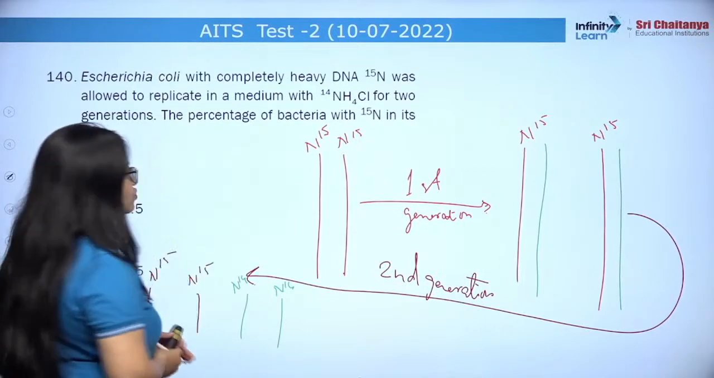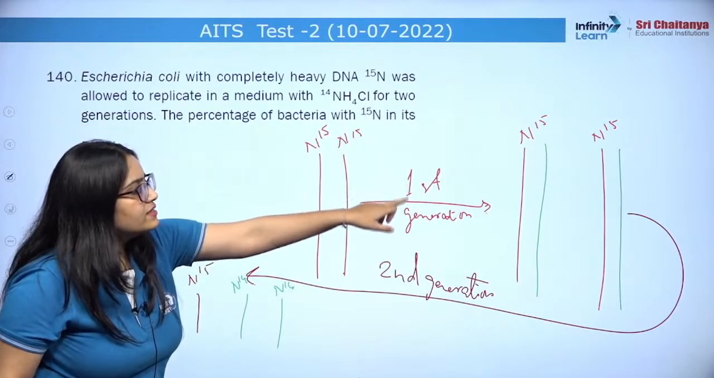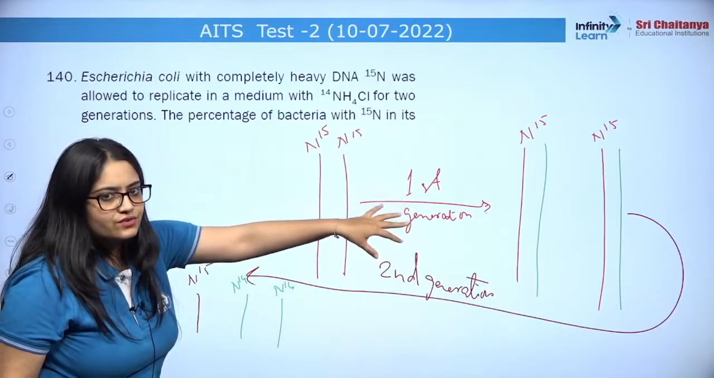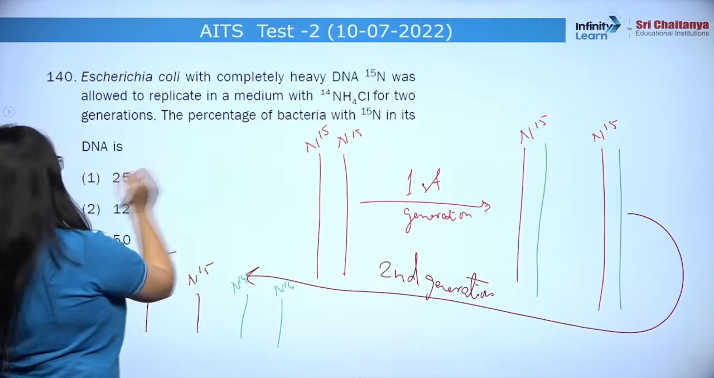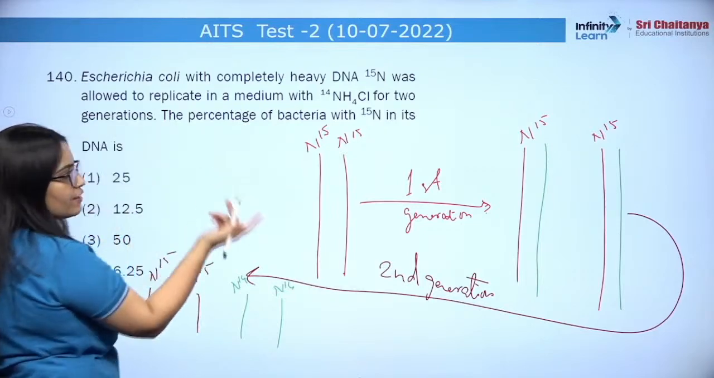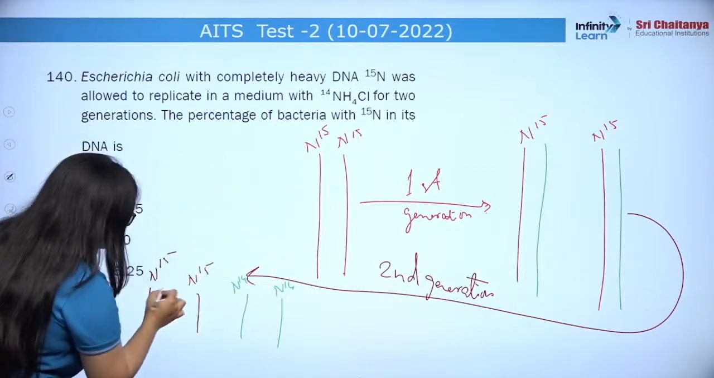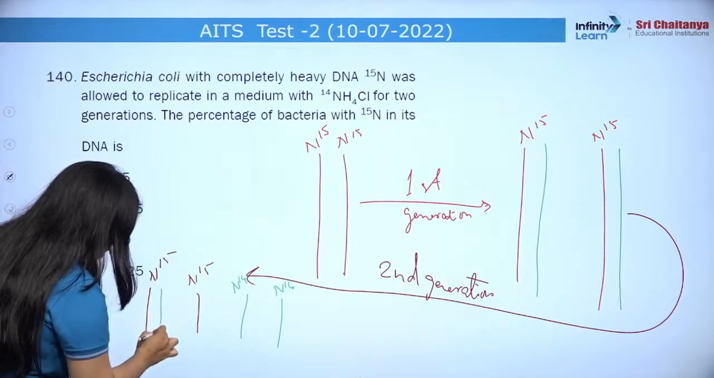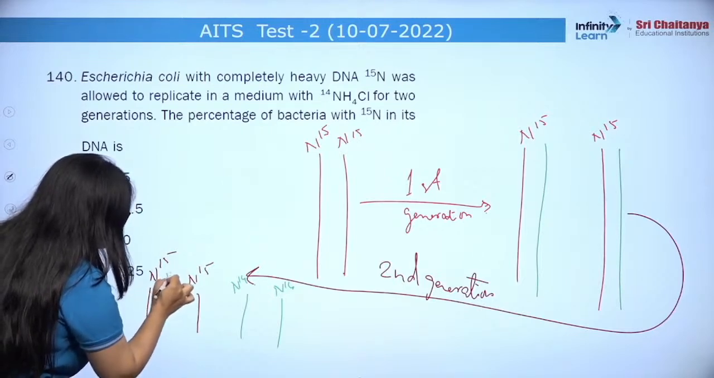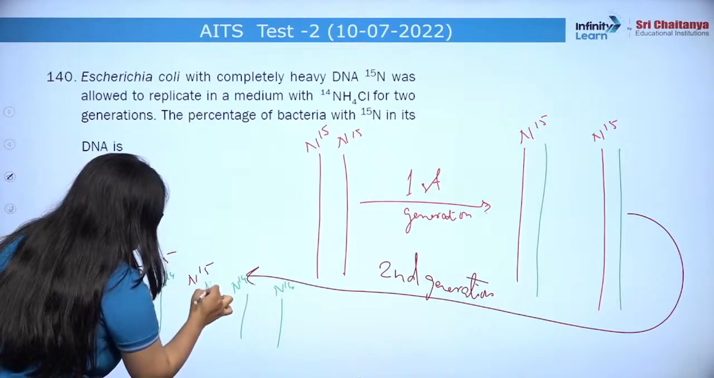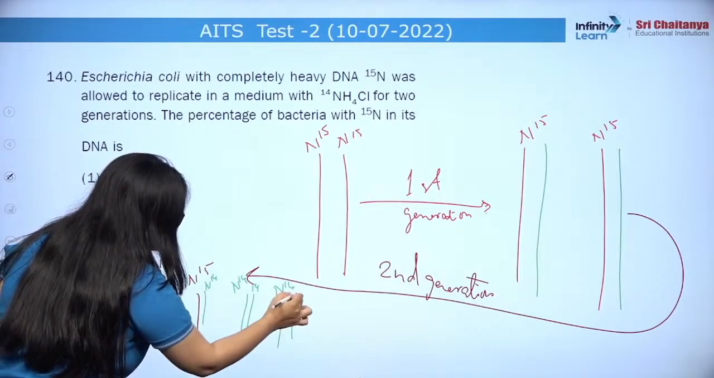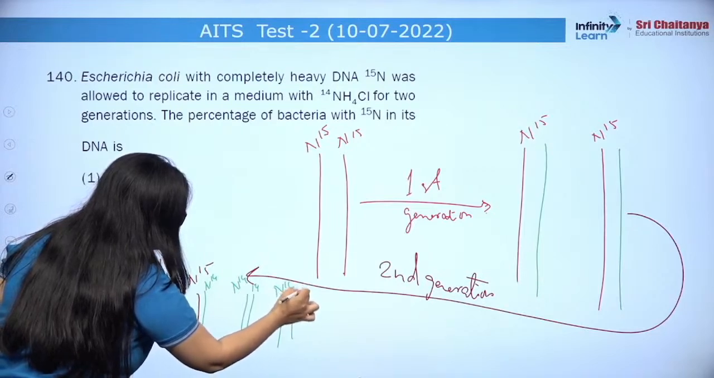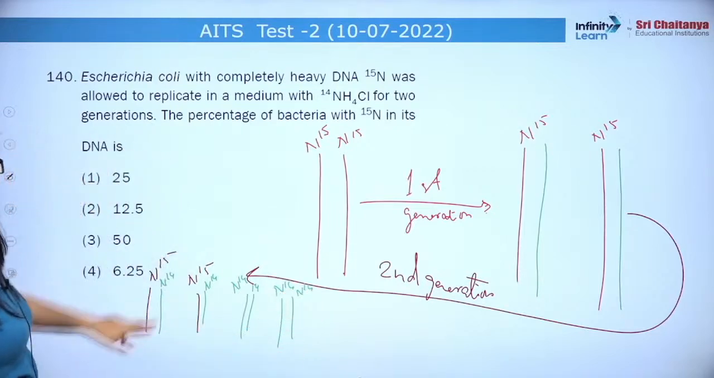Please remember, my dear students, these red and these green will act as the parental generation for the second one, right? Again the medium is N14 only. The newly synthesized strands will have N14 as the nitrogen in their nucleotides. So again there will be formation of N14, N14, N14 and N14. So if you see, this is the product of the second generation.